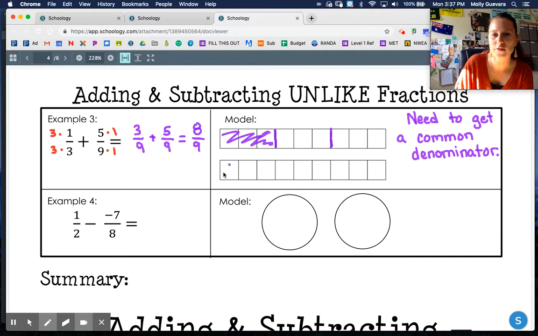And then this other one, I have 5/9, 2, 3, 4, 5. Okay, so I have the 3/9 here, and then the 5/9 here, and so then if I add them together, I get the 8/9.